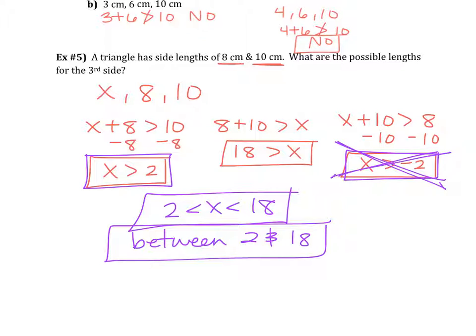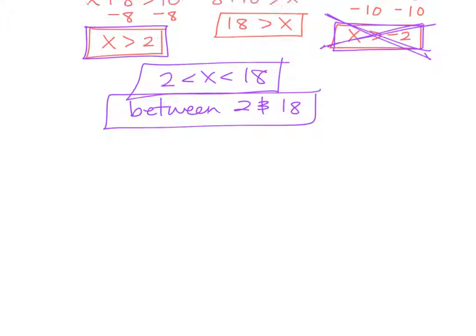Right. Okay, so here's the deal. I gave you 2 numbers, 8 and 10. If you add them together, you get your high end. If you subtract them, you get your low end. Isn't that fantastic?